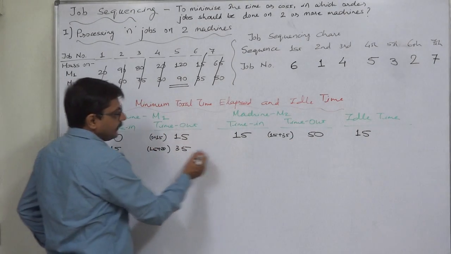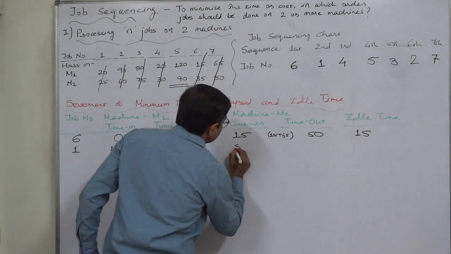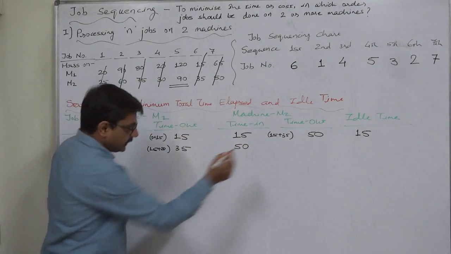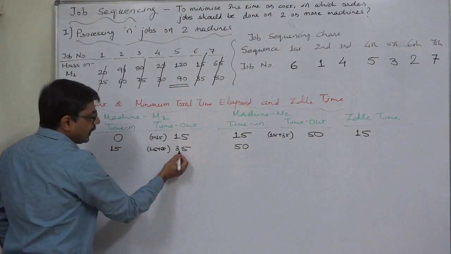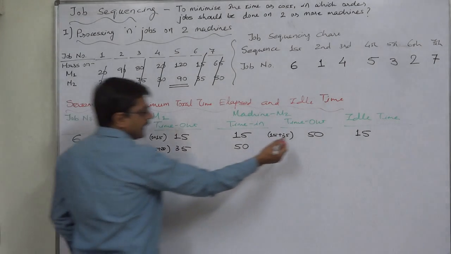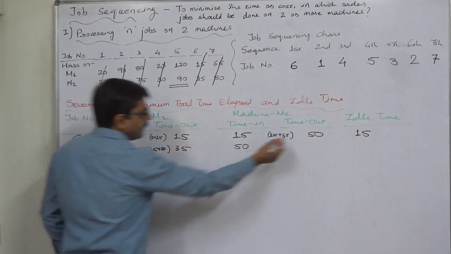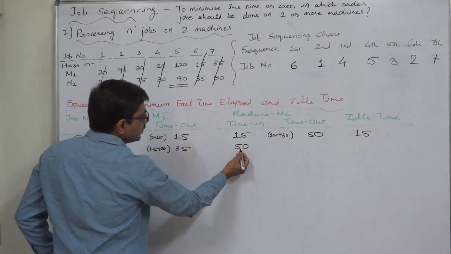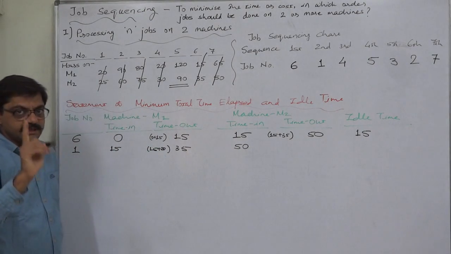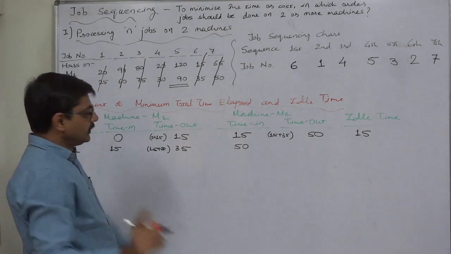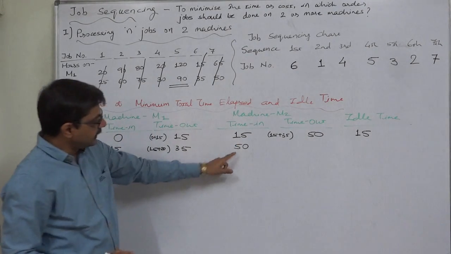So 35 or 50, whichever is higher, will be the time in. Time out on previous machine and time out of previous job on current machine, whichever is higher. 35 or 50, whichever is higher, will be the time in for job number 1 on machine 2. This is a very important point. Please try to understand: 35 or 50, whichever is higher.